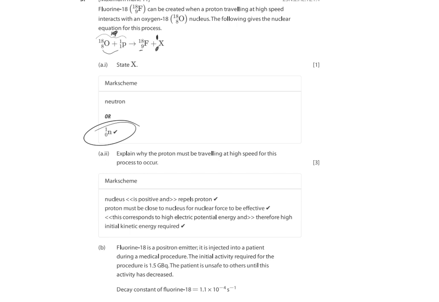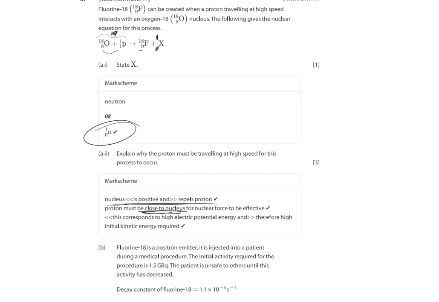That's an interesting question. Why must the proton be traveling at high speed for the process to occur? The proton is going to be very much repelled by the oxygen nucleus because the oxygen nucleus has 8 protons in there, and so that electrostatic repulsion is going to be intense. The nucleus is very positive and is going to repel that proton, but we need to get close to the nucleus.